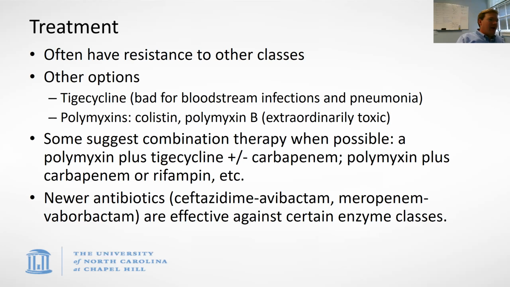And then also they're not very effective. So you're encouraged to use combination therapy. So polymyxin plus tigecycline plus or minus carbapenem. That's kind of beyond the scope. However, some of the new antibiotics that have come out in recent years, like ceftazidime-avibactam and imipenem-vaborbactam, are effective against certain enzyme classes. So I think they're not effective against NDM, but they might be effective against KPC and OXA. So these options are available, and we're trying to reserve them only for carbapenemase producers.